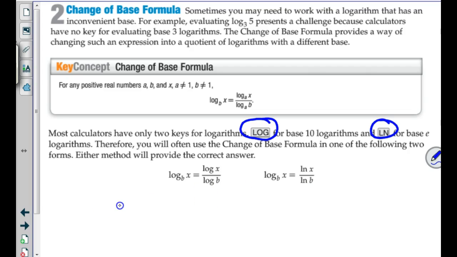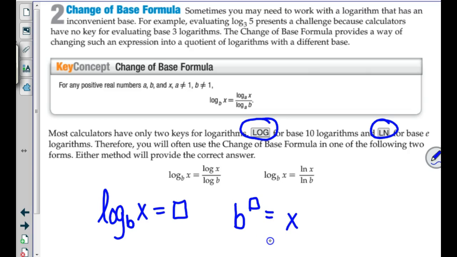Okay, this is how I think of change of base. Can everybody just look real quick? If you have log base b of x and you're trying to evaluate it and find what it's equal to, rewrite this as an exponent sentence for me. This would mean b to some power equals x, right? My calculator doesn't have a log base b button, which a scientific calculator does not have. You would have to take either the log or the ln of both sides.